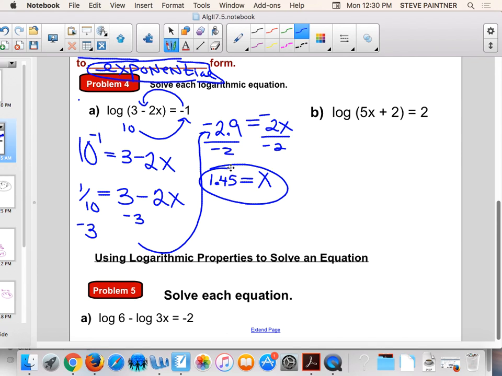Right? How would you know you're right? Take your calculator, put it in. Log, parentheses, 3 minus 2 times 1.45, parentheses, hit equals, you better get -1. If you don't get -1, you did it wrong. Good? So what's the secret when you see one log? Change it to exponential form. Okay. Hey, do you have one log or 2 logs? One log, change it right now. Change to exponential. Go.